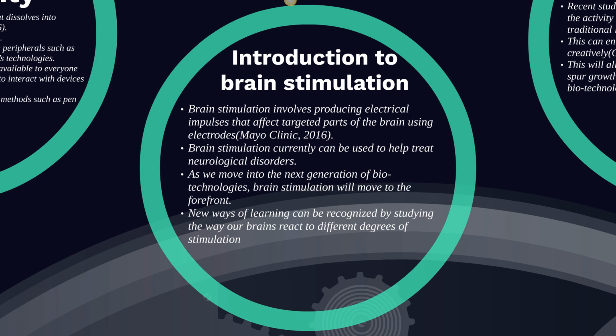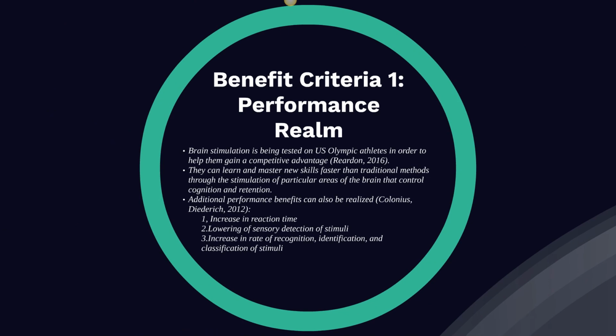And as I was saying previously, new ways of learning can be recognized by studying the way our brains react to different degrees of stimulation, and this can help us either improve on traditional learning methods or introduce new methods altogether that are superior to those of traditional learning. So we're going to swing over to the first benefit criteria I chose, and that was the performance realm.